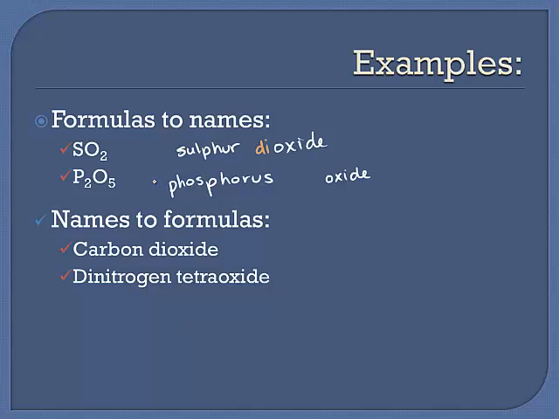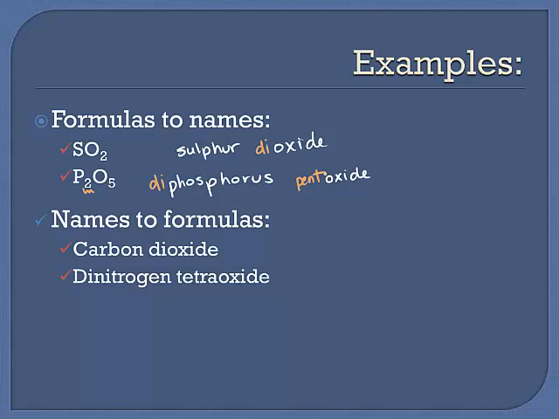So I need to put a prefix of di to show that there are 2 phosphorus. The second element, regardless of how many there are, always needs a prefix. So this one, for 5, is pentoxide. If you put pentaoxide, it would be totally acceptable.